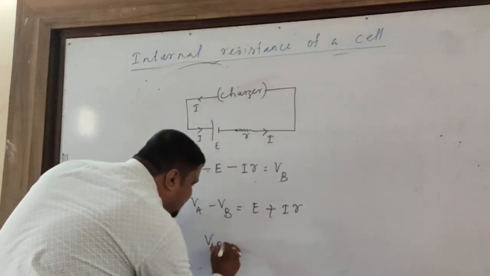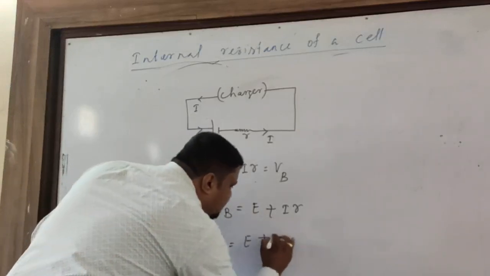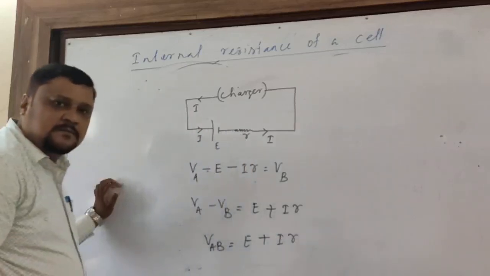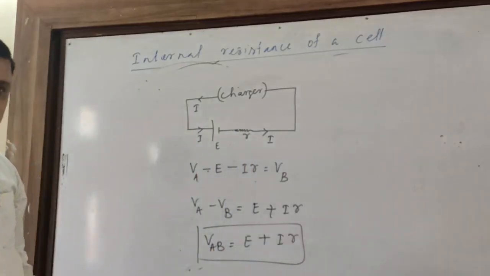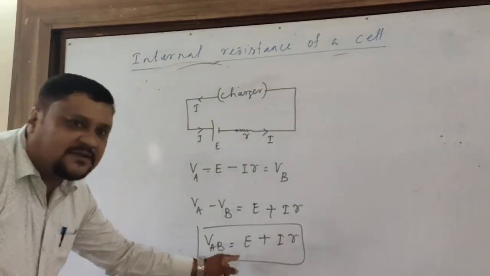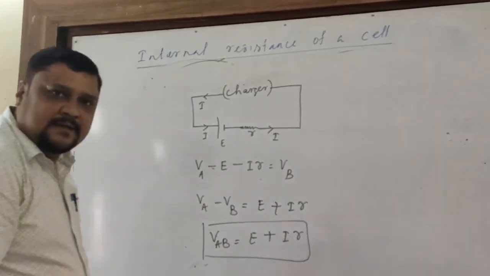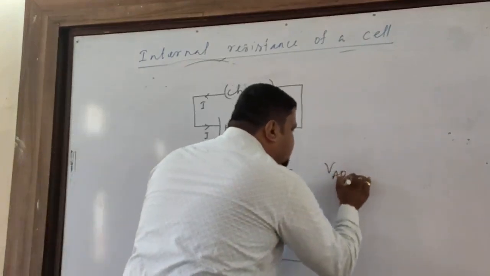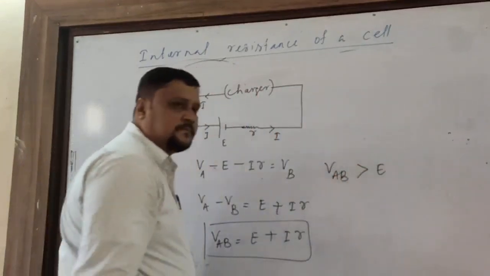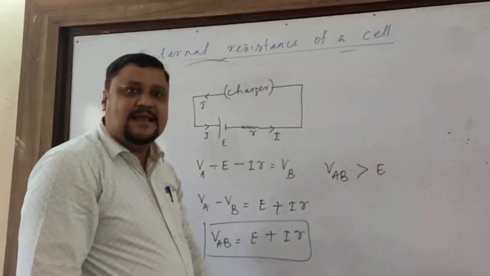So VAB is equal to E plus IR. Which one is greater here? The greater part is VAB. This potential is greater than the EMF.